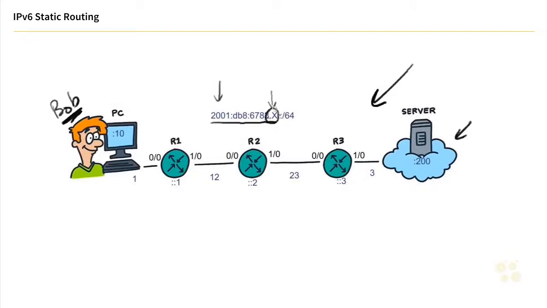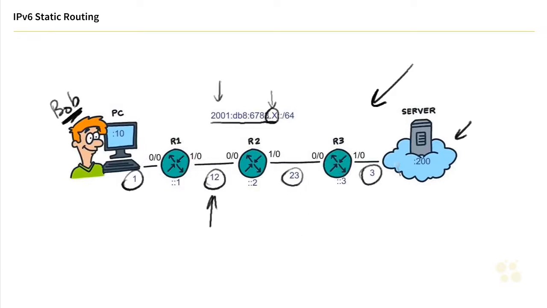With this X right here, over here, this is going to be a 1. So this is going to be the network 2001:DB8:6783:1 with the 64-bit mask. This number here, this 12, represents the network between R1 and R2. So this network segment is 2001:DB8:6783:12, and so forth. Then between R2 and R3, we have 23.